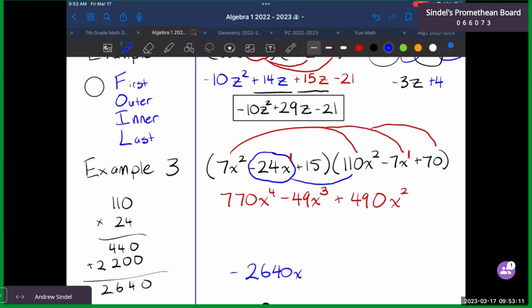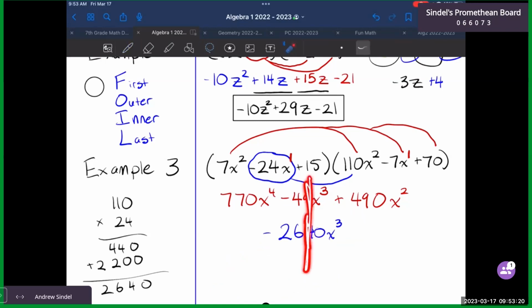Okay, I know where to put this now. This is a power of 3. I'm going to put it right under the other x cubed. You notice how I have these in line, so it matches up for when we combine like terms. All right, let's go ahead and continue on.